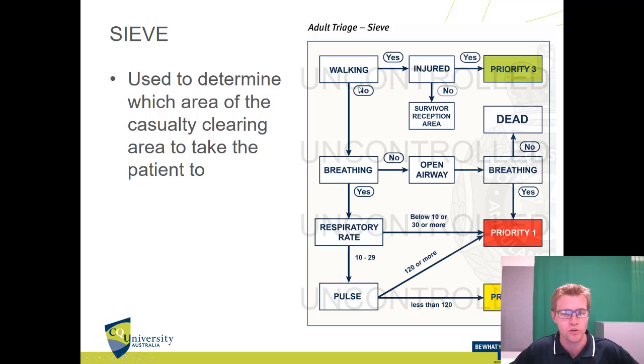If they're not able to walk or if they're unconscious, you want to check if they're breathing. If they're not breathing, you open the airway. And if they're still not breathing, you're done. They're dead. If they are breathing, you check their respiratory rate. If it's over 30 or under 10, they become a red and you tag them as a red. If it's a relatively normal rate between 10 and 29, you continue down and check their pulse. Then depending on what their pulse is, you assign them either priority 1 or priority 2.